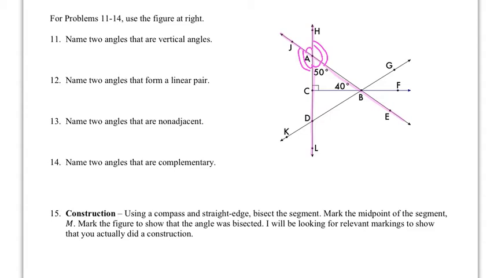That's another couple pairs of vertical angles. Here's a pair that are not vertical angles. ACB and DCB are not vertical angles. Why? Because they have a shared side. So there are more examples than that.